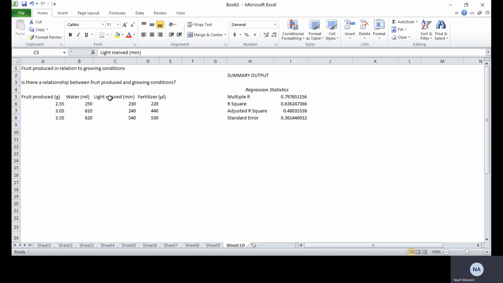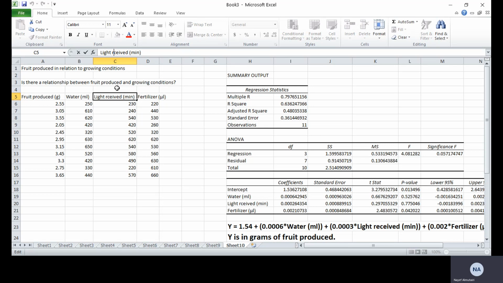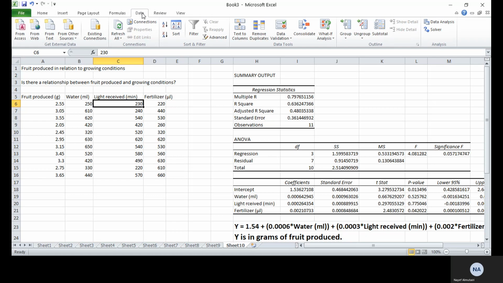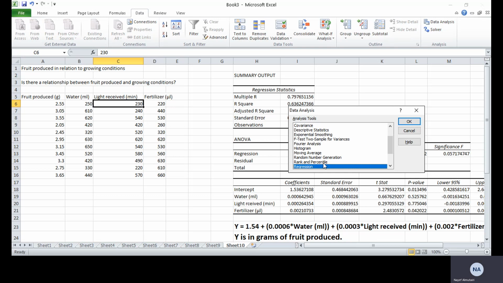Well, there is a spelling error here. Right, light received. Okay. Fertilizer in microliter and fruit produced. So how are you going to find this relationship and the equation to determine if there is a relationship? First of all, we have to go to Data. I know you see the answers, but I'm going to do the same thing again. Data Analysis, and you go to Regression.